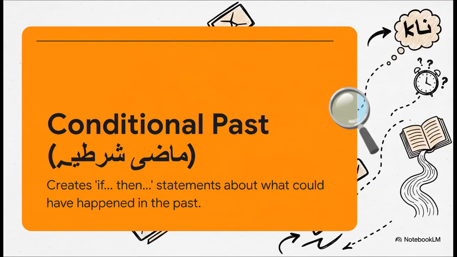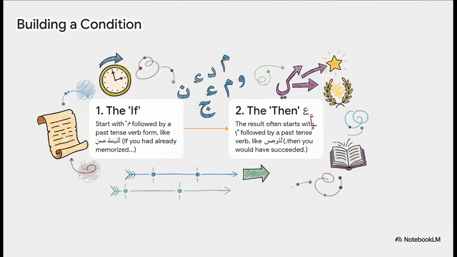All right, let's keep building on this and talk about conditionals. The conditional past, or madi shartiya, is how you create those classic if-then statements about the past. We're talking about hypotheticals, things like, if you had studied, then you would have passed. Now, building these can look a little complex, but the logic behind it is actually beautiful. Use the particle lao for your if, and usually la for your then, but look really closely at that example.